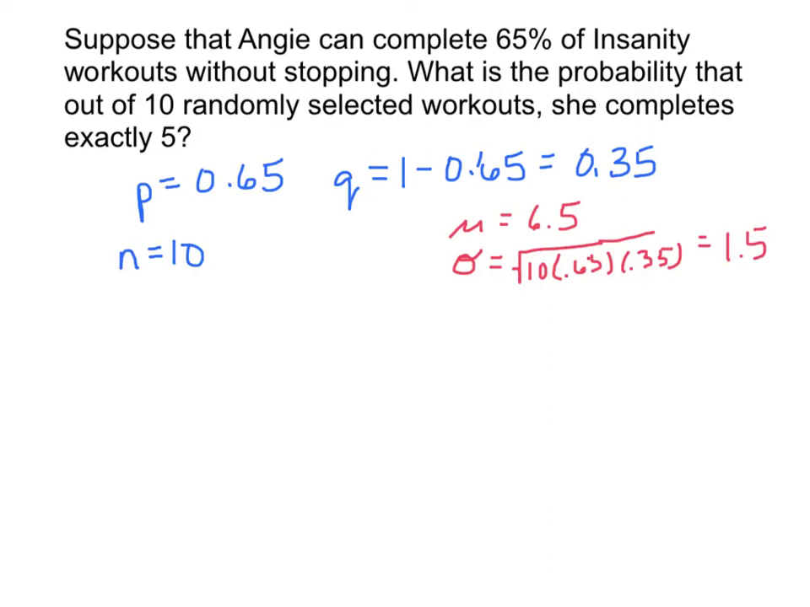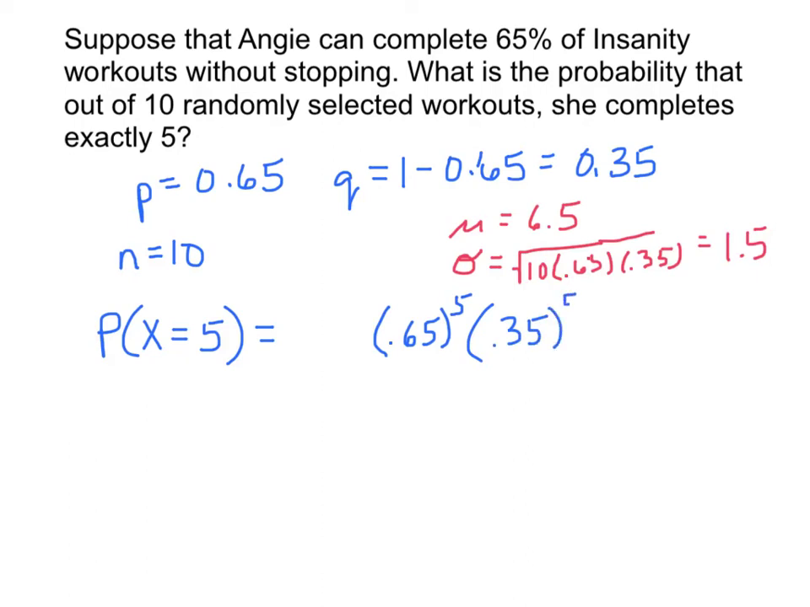So we want the probability now that I complete exactly 5 of the 10 workouts. And I'm looking at this, I'm expecting 6.5, so 5 wouldn't be all that unlikely. So I'm going to expect a pretty good chance of that. Out of the 10 workouts, I've got to have 5 successes. So the 65% has to happen 5 times, and the 35% has to happen 5 times. And there are 10 choose 5 ways of doing that, which comes out to a probability of 0.154.